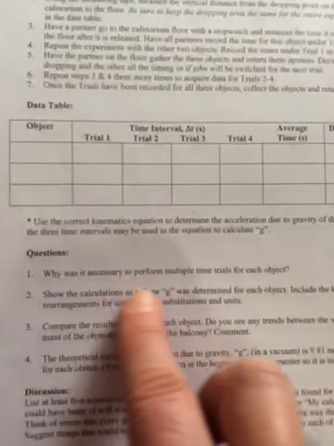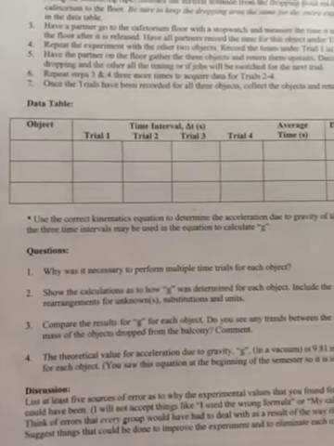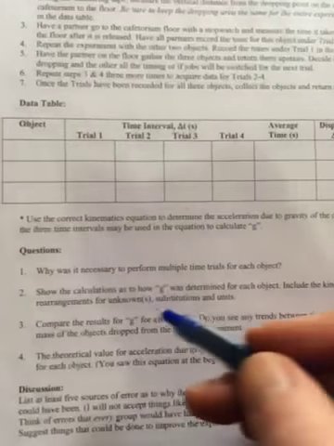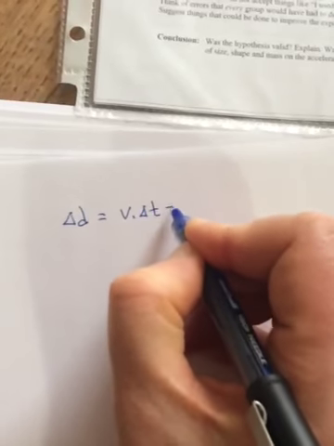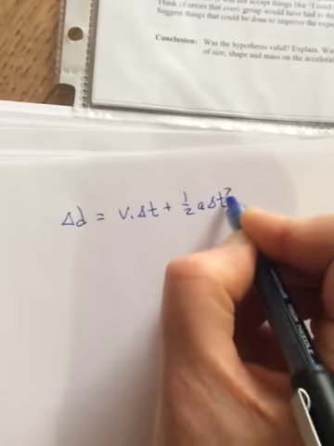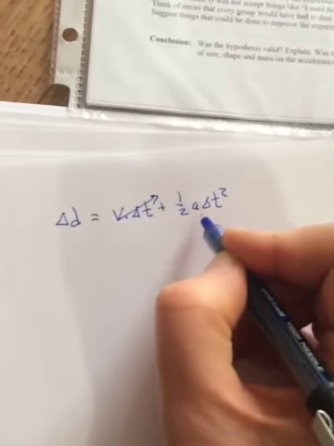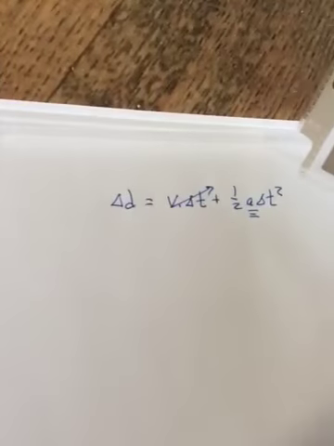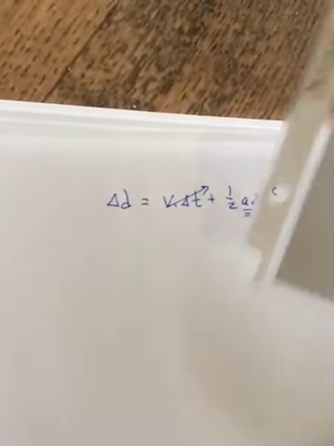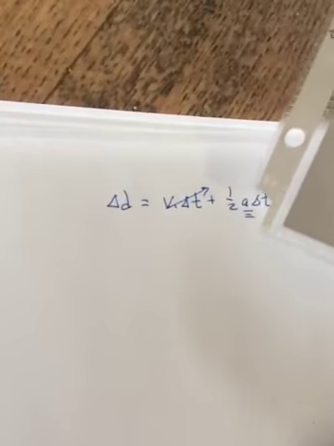For the questions, hopefully you know why it was necessary to repeat more than multiple times for each object. Show the calculations. Okay, so to show the calculations, you're going to use delta D is equal to VI delta T plus 1/2 A delta T squared. The VI should be 0 because you're dropping it and you're solving for A. So the lab has to be written up, but I don't mind if you show your calculations by hand and just hand them in on a piece of loose leaf attached to your lab. Okay, but the lab needs to be typed up, but I don't expect you to type up the calculations unless you are really bored on these days off.